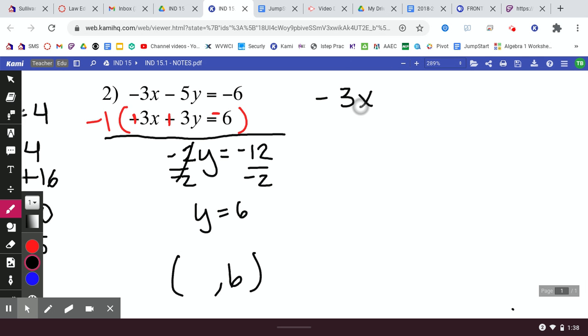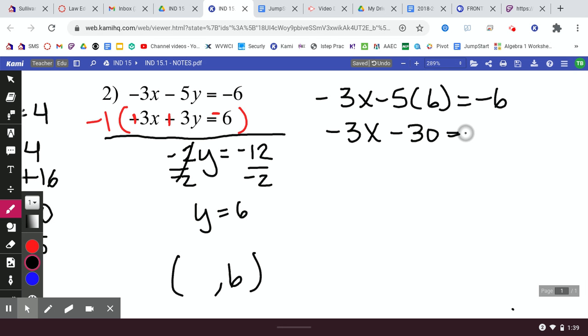Negative 3x minus 5 times y, and I now know y is 6, equals negative 6. That's that top equation with the y plugged in. Negative 5 times 6 is negative 30. Now I'm going to add 30 to both sides because I want to get all the whole numbers together on one side of the equation. I'm left with negative 3x over here.